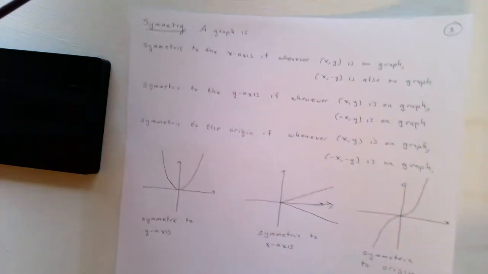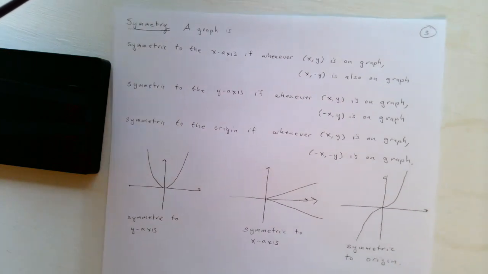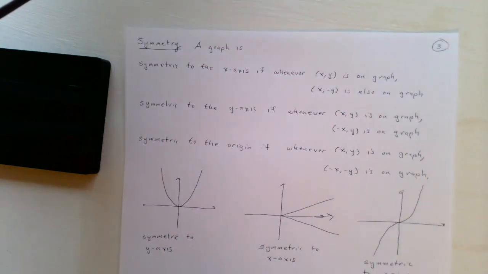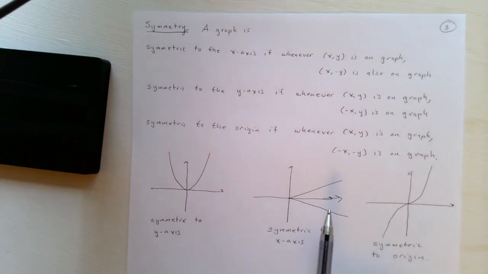Okay. Then the last thing we want to talk about is some symmetry. We'll be talking more about this in later sections, but just to show that some graphs have a certain symmetry. There are three types of symmetry that we're going to be interested in. A graph could be symmetric to the x-axis, the y-axis, or the origin. If it's symmetric to something, that means an axis is acting like a mirror. So, like in this first example, this graph is symmetric to the y-axis. This graph is symmetric to the x-axis.